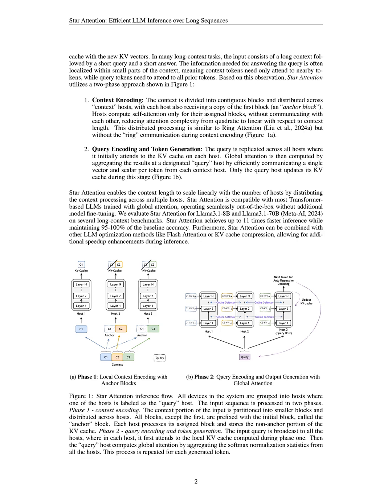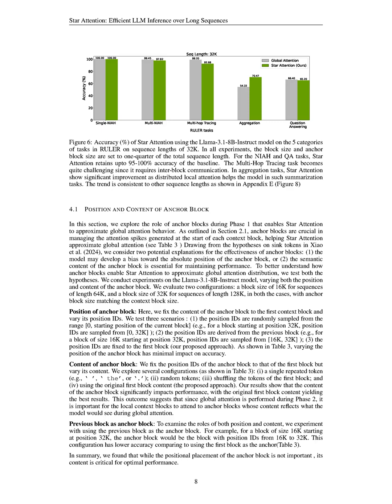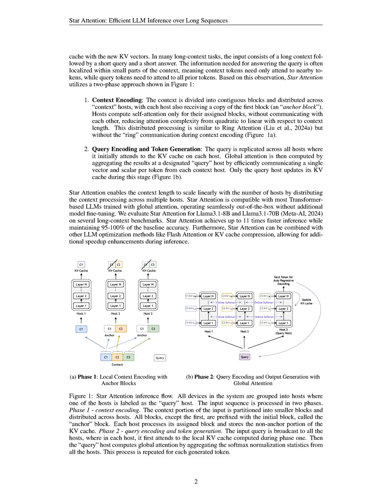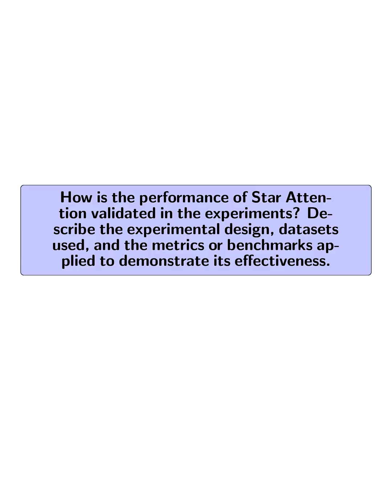This leads to up to 11 times faster inference while maintaining 95 to 100% accuracy compared to baseline methods. Additionally, star attention's use of anchor blocks effectively mitigates attention spikes, allowing for a more accurate approximation of global attention without the need for extensive interblock communication. Furthermore, star attention is compatible with other optimization techniques, such as flash attention and KV cache compression, enabling further speed enhancements during inference. How is the performance of star attention validated in the experiments?